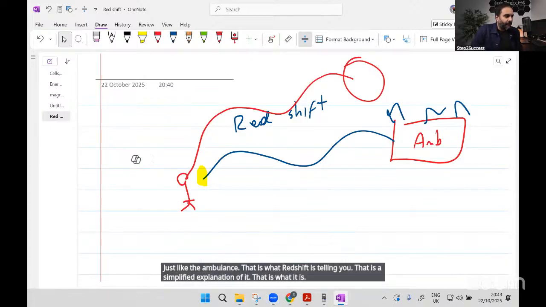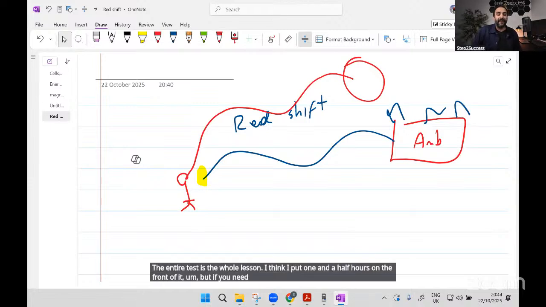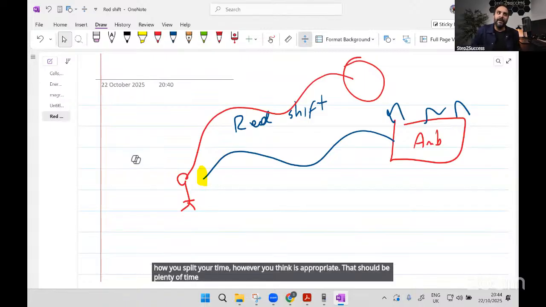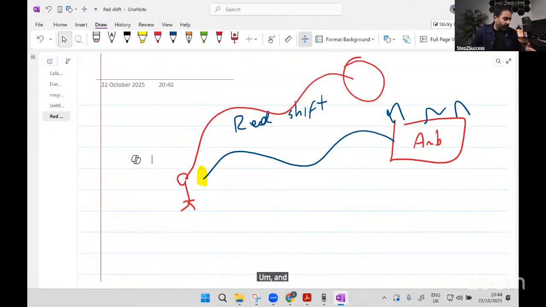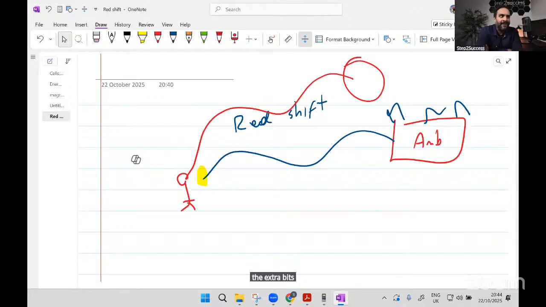How long is the science test and maths test each? The entire test is the whole lesson. I think I put 1.5 hours on the front of it, but if you need a little bit longer than that, that is fine. It is all in one document, so you could split your time however you think is appropriate. That should be plenty of time to do it all. And you also have the verbal test, which is why it's 1.5 hours technically, because there's a bit of time to do the extra bits at the end. If you need a bit more time, it is fine.